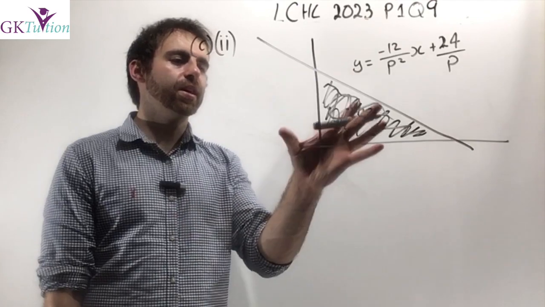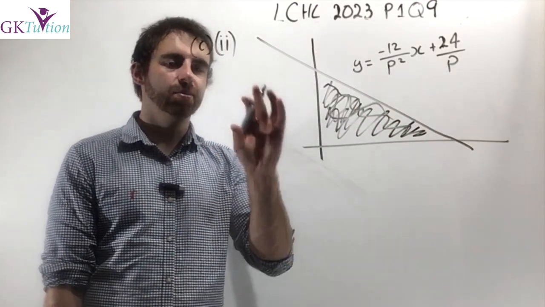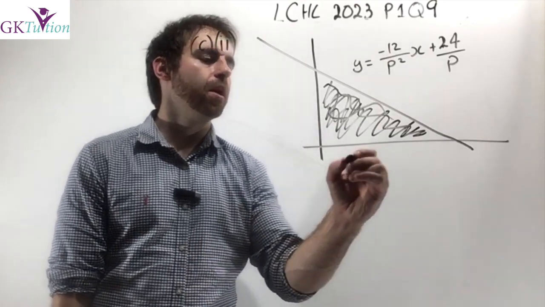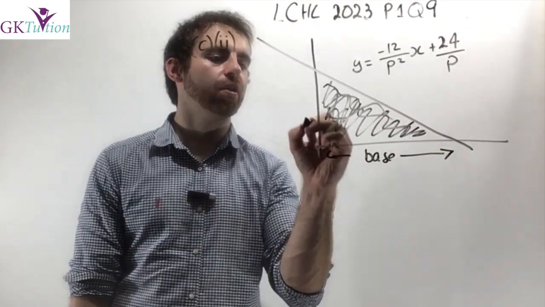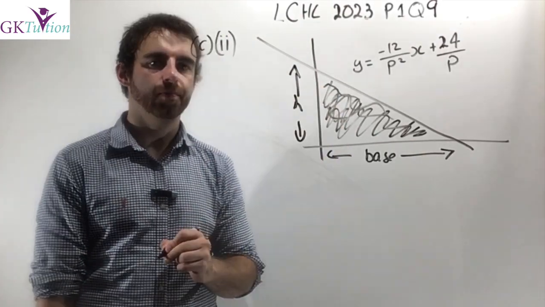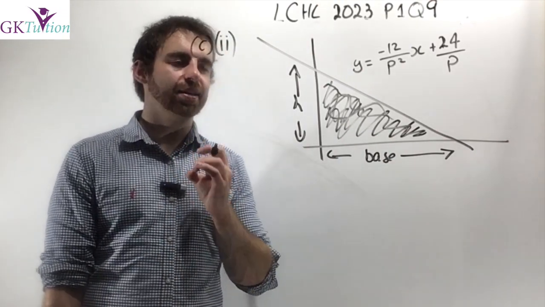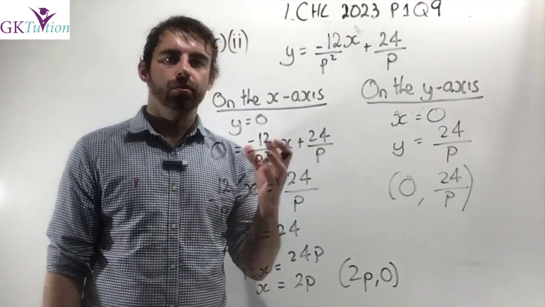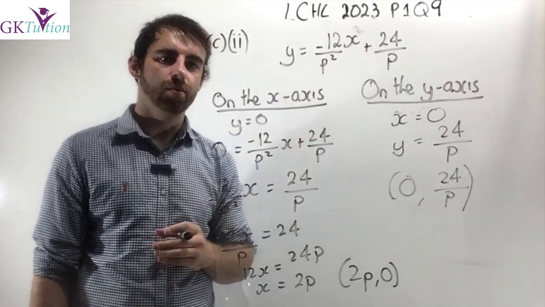And the easiest way to get the area of this triangle is to use a half multiplied by the base multiplied by the perpendicular height. And it'll be easy enough for us to work out the base of this triangle. And it'll also be easy enough for us to work out the height of the triangle. In order to work out the base, we need to work out the x-intercept of the line. So we just need to identify, where does this line cross the x-axis, where does this line cross the y-axis.